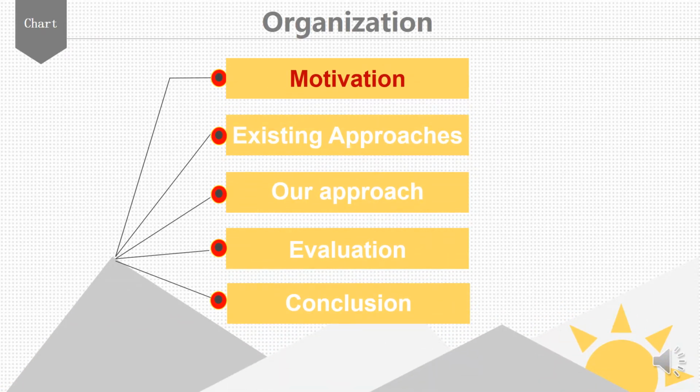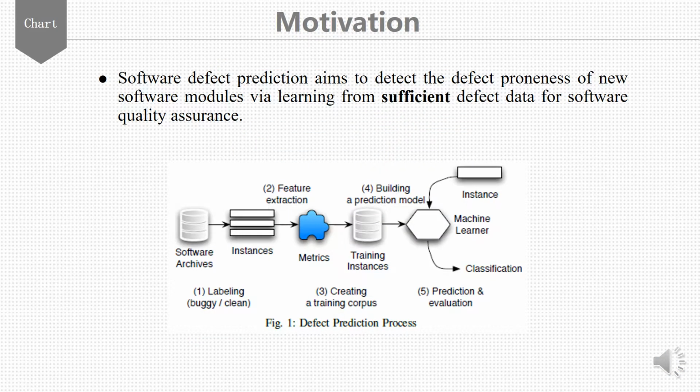First of all, let's talk about the motivation of our work. Software defect prediction is one of the most important software quality assurance techniques. It aims to detect the defectiveness of new software modules while learning from defect data. So far, many efficient software defect prediction approaches have been proposed, but they are usually confined to within-company defect prediction (WCDP).